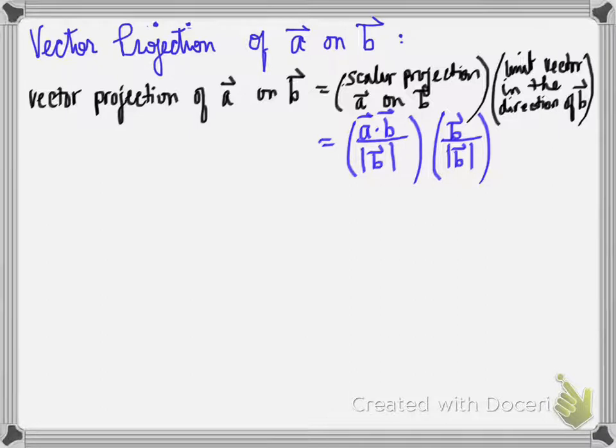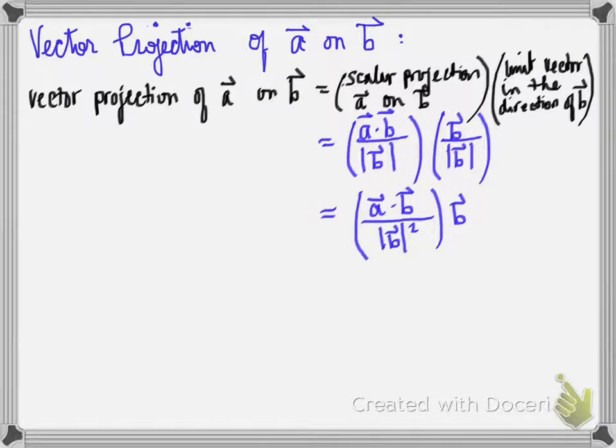So, the scalar projection of A on B is equal to the dot product over the magnitude of B, and the unit vector in the direction of B is equal to vector B over the magnitude of B. That's the unit vector. Notice the bottoms. Hopefully you notice that the bottoms can be combined to give you the magnitude of B squared.